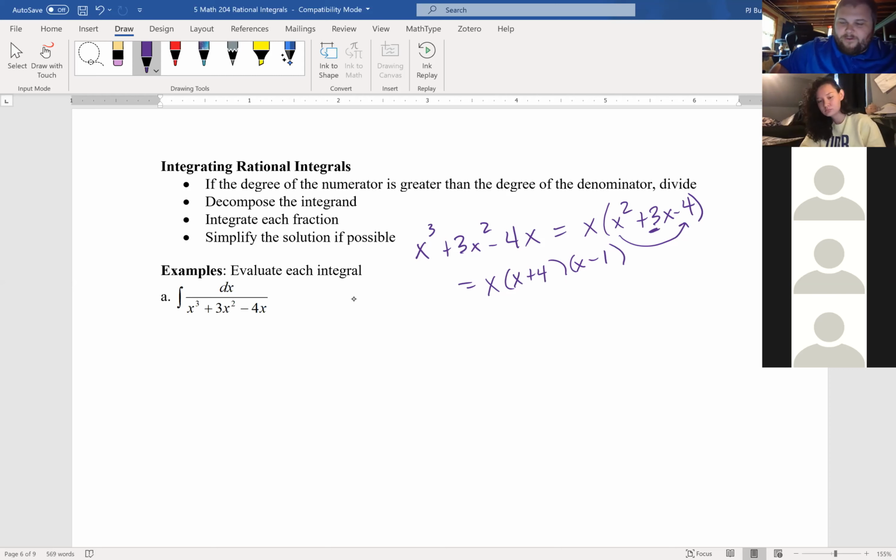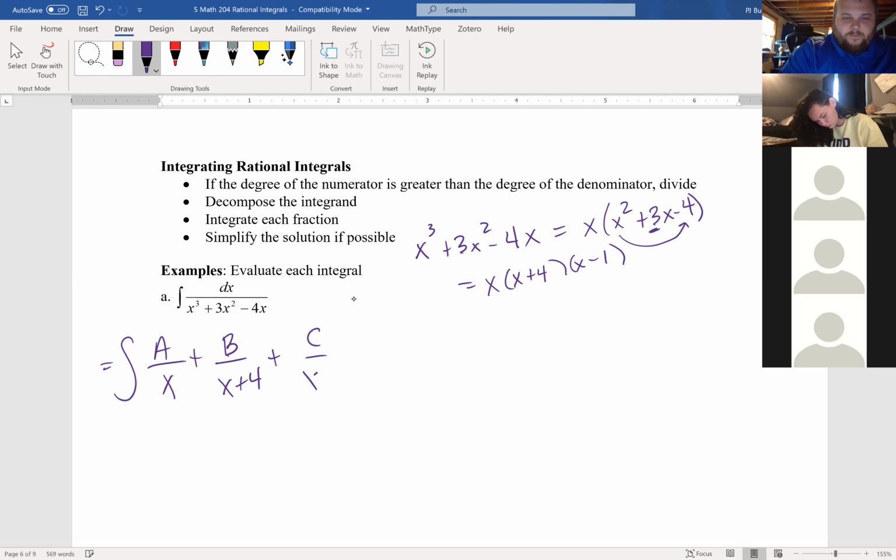What kind of factors are they? Are they linear or quadratic? And are they distinct or repeated? Linear distinct. They're all linear and they are all distinct, which means that this integral has to equal A over one of them plus B over another plus C over the last one.